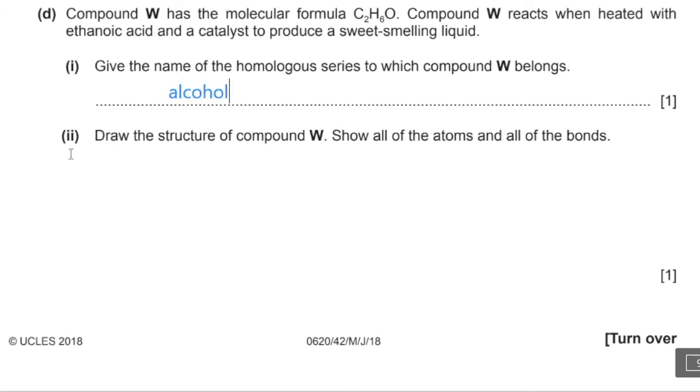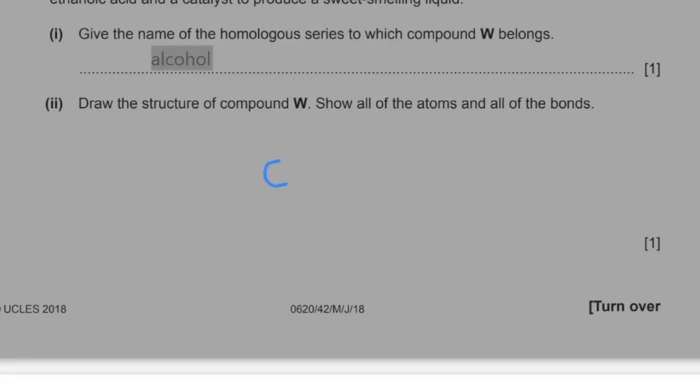2. Draw the structure of compound W. Show all of the atoms and all of the bonds. So we have 2 carbon atoms, an alcohol group, and then the rest of the hydrogen atoms.